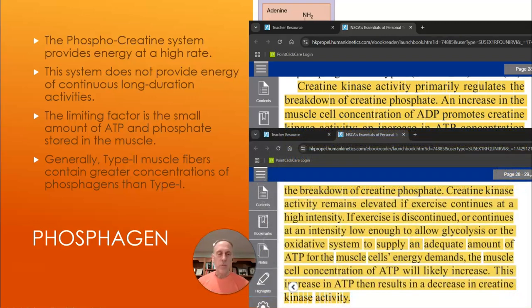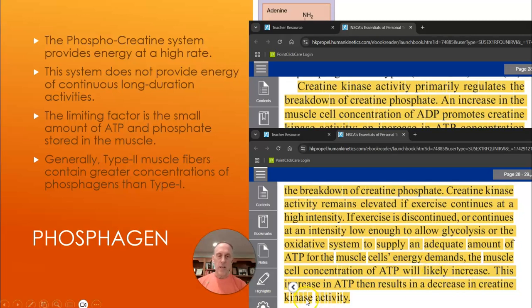So the breakdown of creatine phosphate by creatine kinase remains elevated if exercise continues at a high intensity. If exercise is discontinued or continues at an intensity low enough to allow glycolysis or the oxidative system to supply an adequate amount of ATP for the muscle cell's energy demands, the muscle cell concentration of ATP will likely increase. This increase in ATP results in a decrease in creatine kinase activity. As that ATP goes up, you're going to have a decrease in the creatine kinase activity.